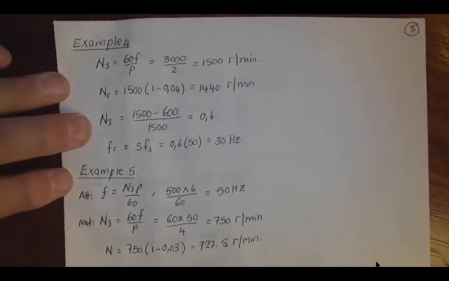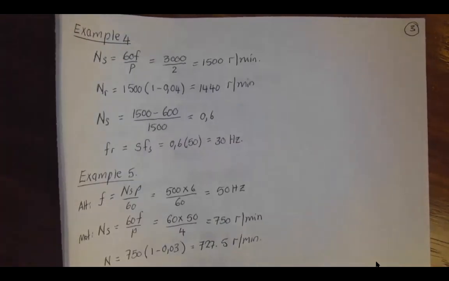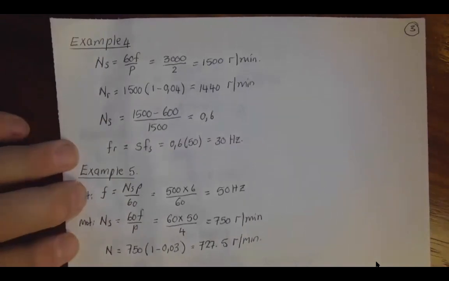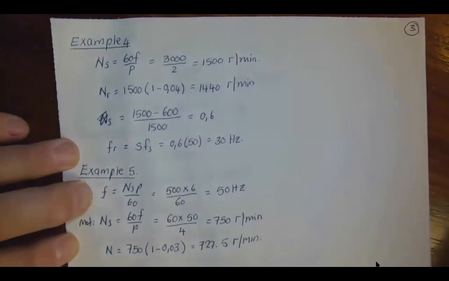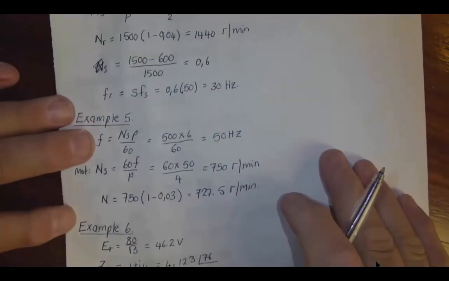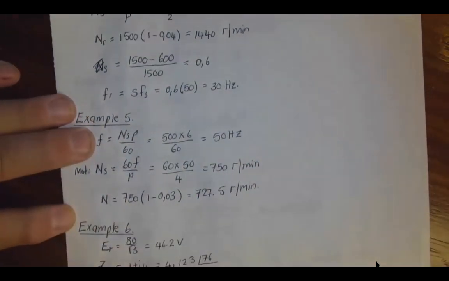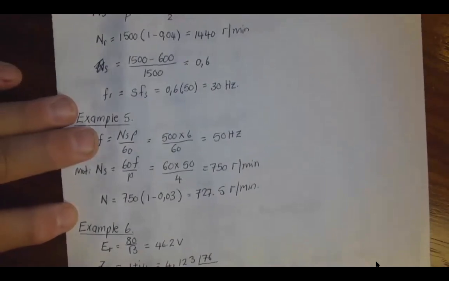And the slip then, when it's running at 600 revs per minute, we can calculate the slip. It's 0.6. And therefore the rotor frequency is s times fs, which is 30 hertz.